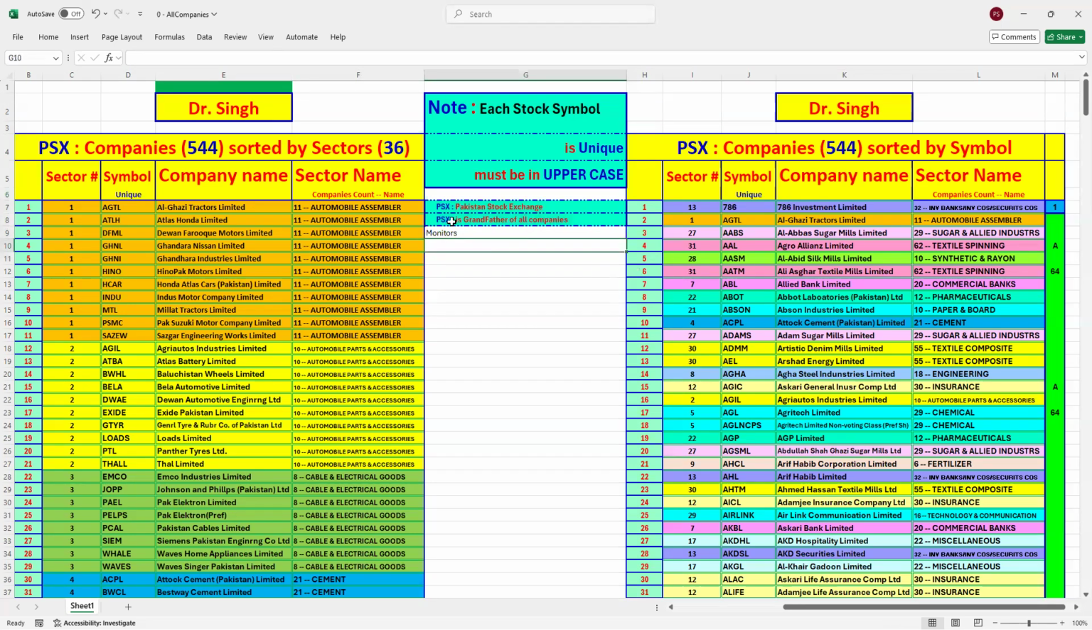This company, PSX, is the grandfather of all the companies, which basically means that it monitors them. That's the word I'm using over here, monitors them. It doesn't get into the day-to-day affairs, what they are doing on an everyday basis, but overall it monitors every company in Pakistan.